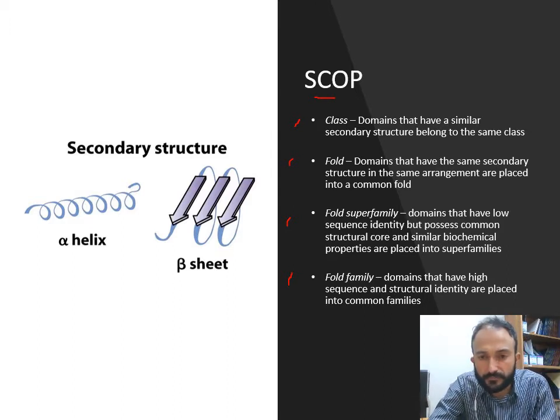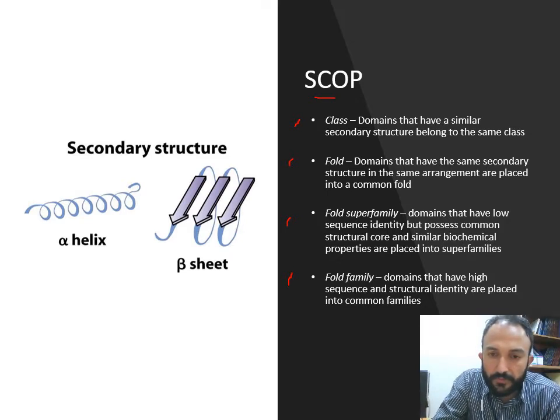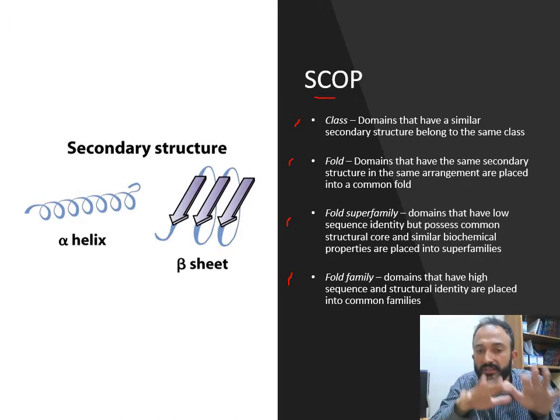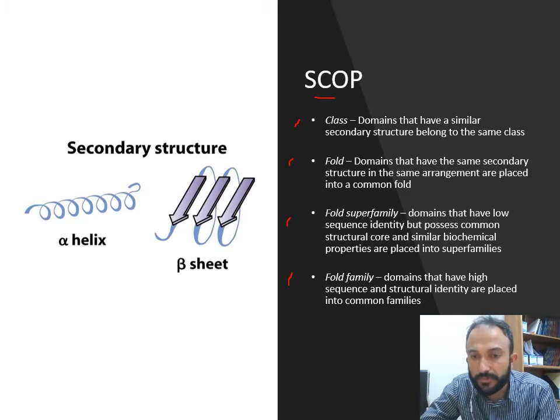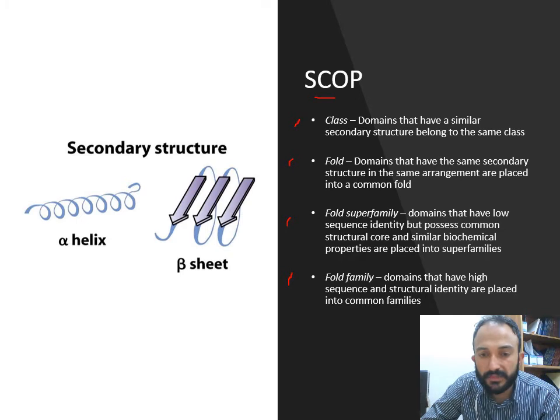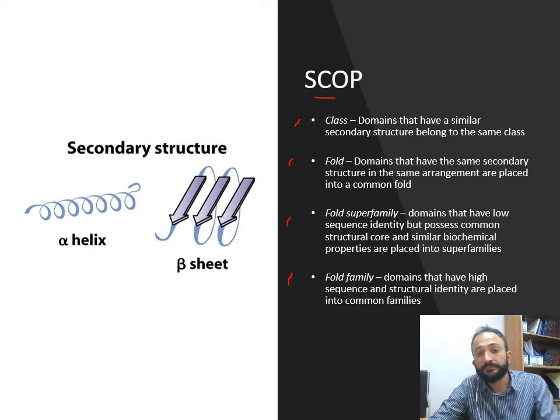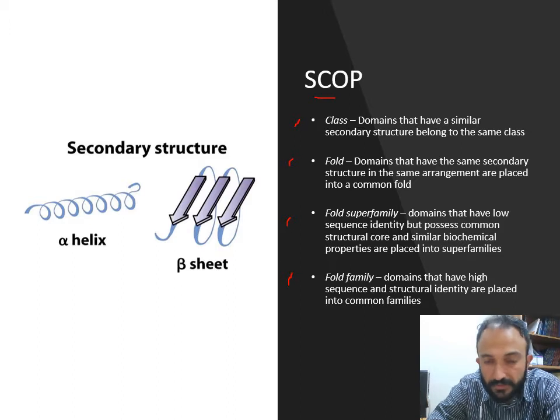Fold superfamily is a protein classification where the domains that have low sequence identity but possess a common structural core and similar biochemical properties are placed into superfamilies. It means that at the sequence level their identity is less, but the core structural or biochemical property, for example the binding sites or the active sites of the protein, are similar, so they are placed into one fold superfamily. And then there's a fold family. All the domains that have high sequence and structural identity are placed into a common family. So there are four different classification groups in SCOP, right?